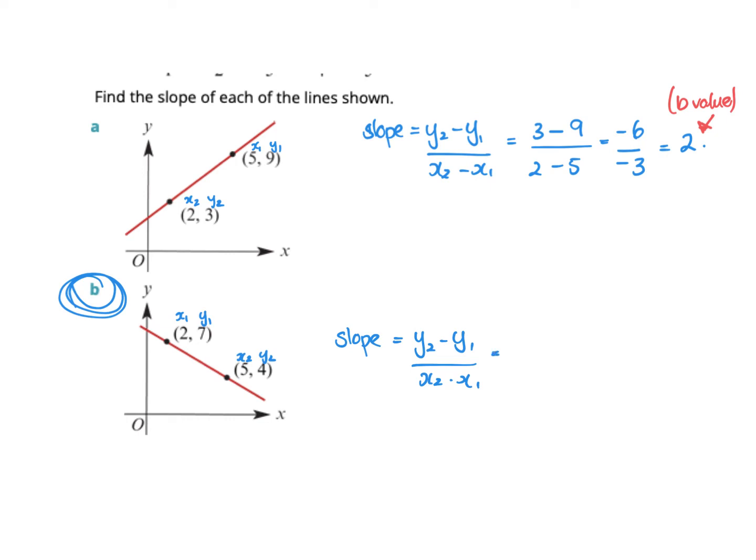So I've got y2 is 4, minus 7, over 5 minus 2. So I end up with negative 3 over positive 3, which equals negative 1. So the b value is negative, which is good because it was going down. Okay, so if you ever have to find the slope, there you go.